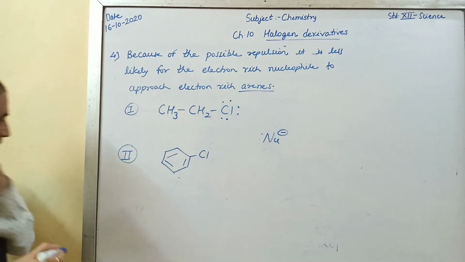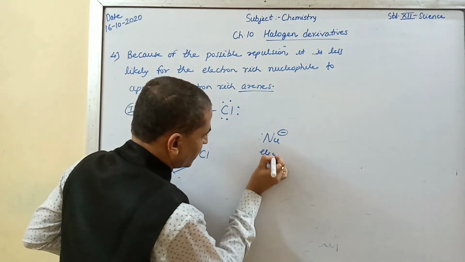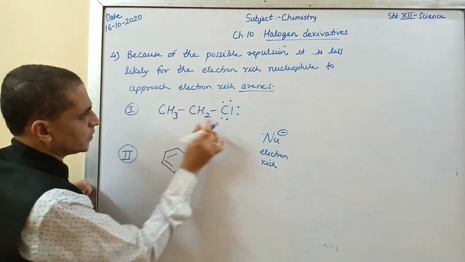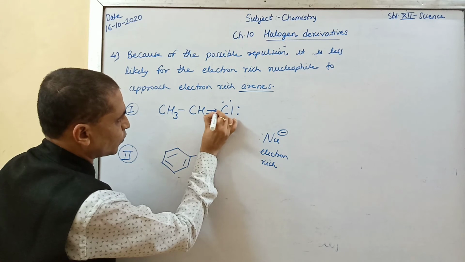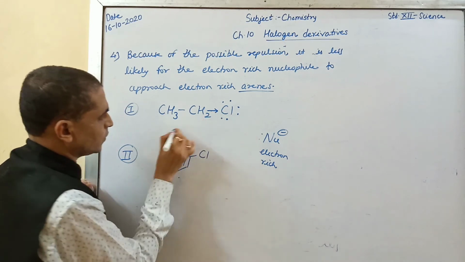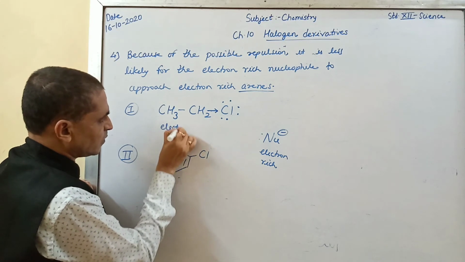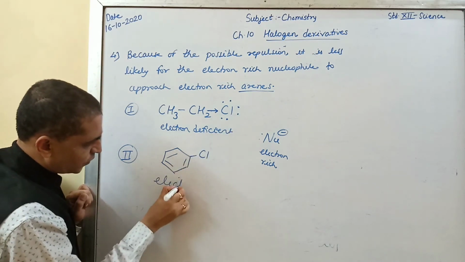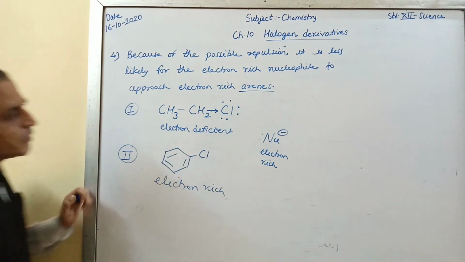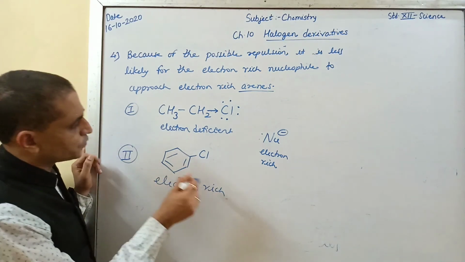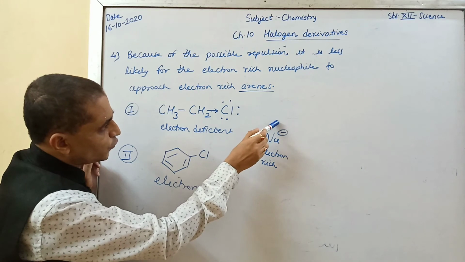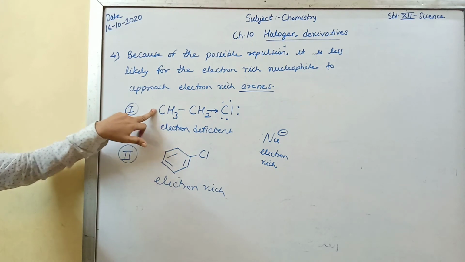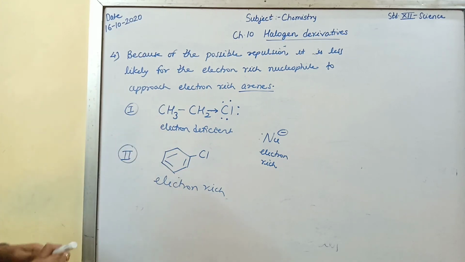Now, a nucleophile is what? Electron rich. In case 1, the electron is strongly pulled towards chlorine, so the carbon is electron deficient, and in case 2 it is electron rich. Now the question arises: is the nucleophile interested to attack the alkyl halide or the aryl halide? We'll see that.